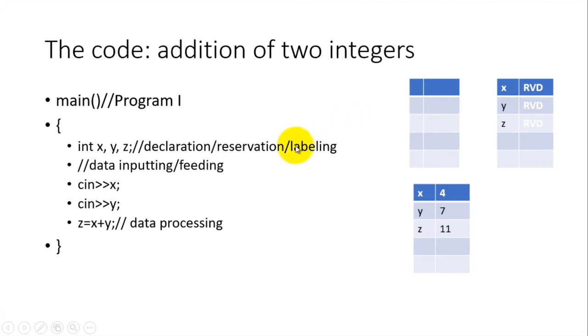However, when we go to line number three and we declare int x, int y, int z, the same computer memory now changes and we are now given three rooms within that particular pool of computer memory. One of those places is called X, another is called Y, another is called Z, because those are the labels that we decided to use from the declaration statement.